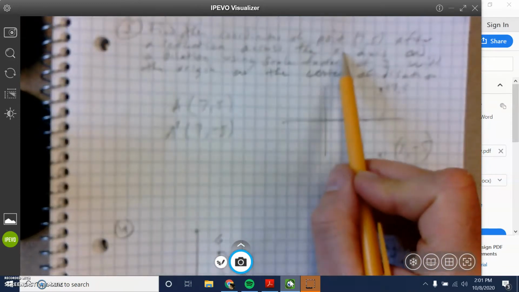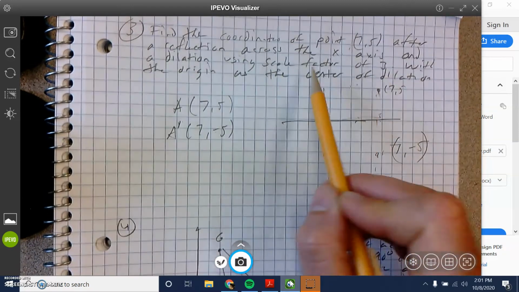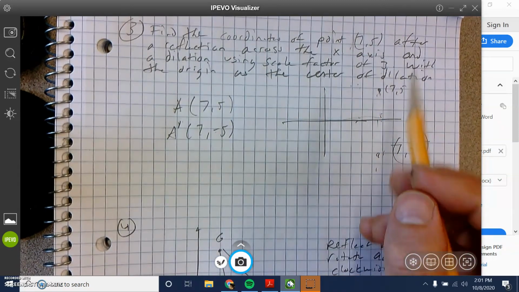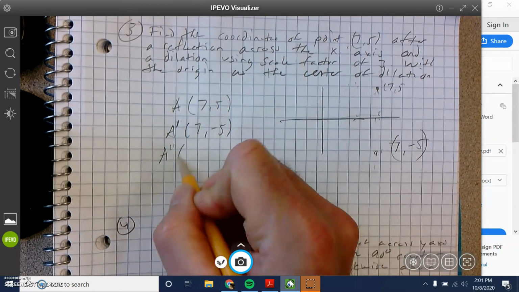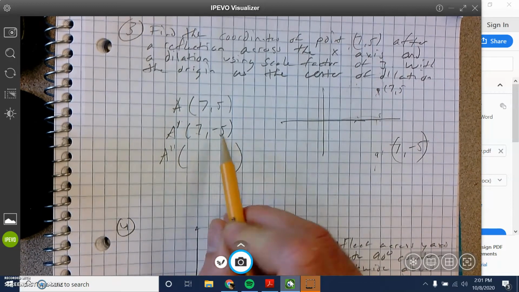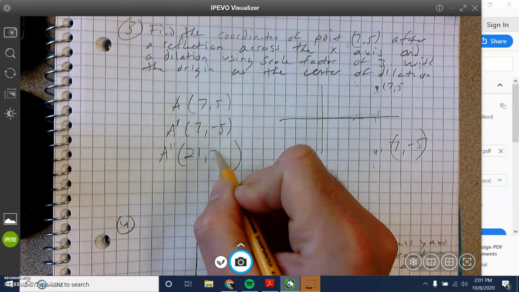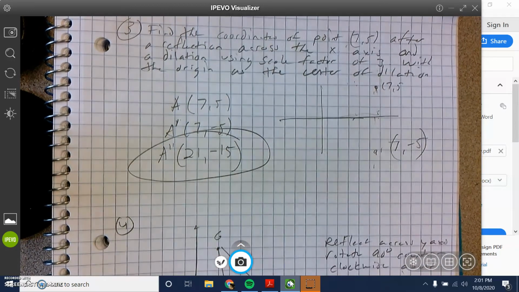What am I going to do now? I have to dilate with a scale factor of 3, with the origin as the center of dilation. Okay. So A double prime is going to be what? You have to multiply 7 times 3 and -5 times 3. So 7 times 3 is 21. -5 times 3 is -15. Didn't need a picture. There you go.